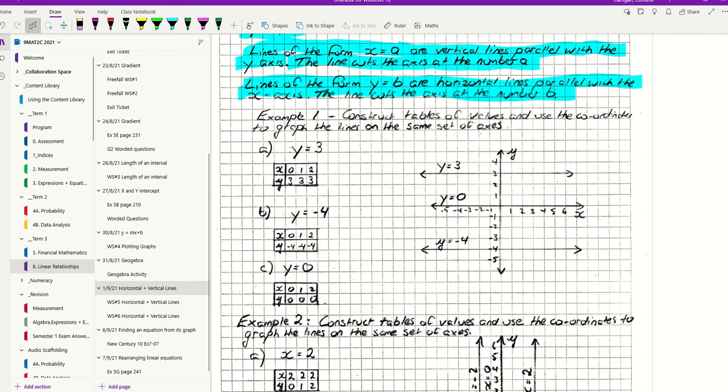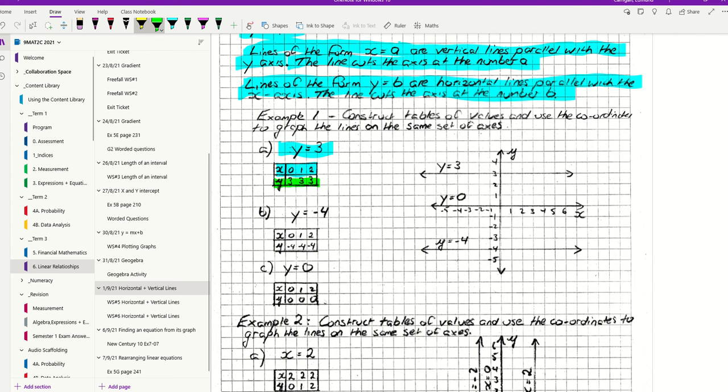Construct tables of values and use the coordinates to graph the lines on the same set of axes, y equals 3. So remember, this is a bit different, but before we were just putting down whatever x value we wanted, and we can do that again. So I'm choosing x equals 0, x equals 1, x equals 2. This time from our formula though, we don't have to put anything in apart from y equals 3. So there's our table of values.